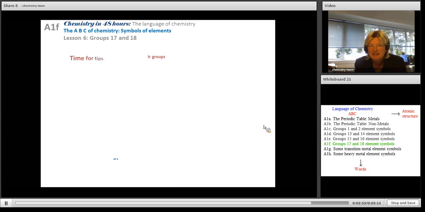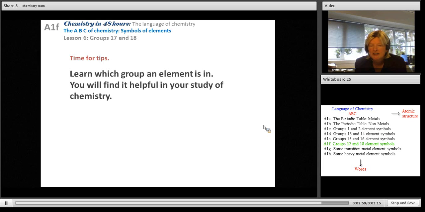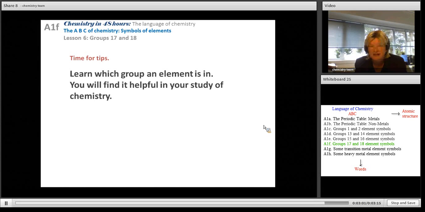Finally, time for tips. So, as I said, learn which group each element is in. You'll find it very helpful for things like writing formulae, for redox chemistry, for a number of things.